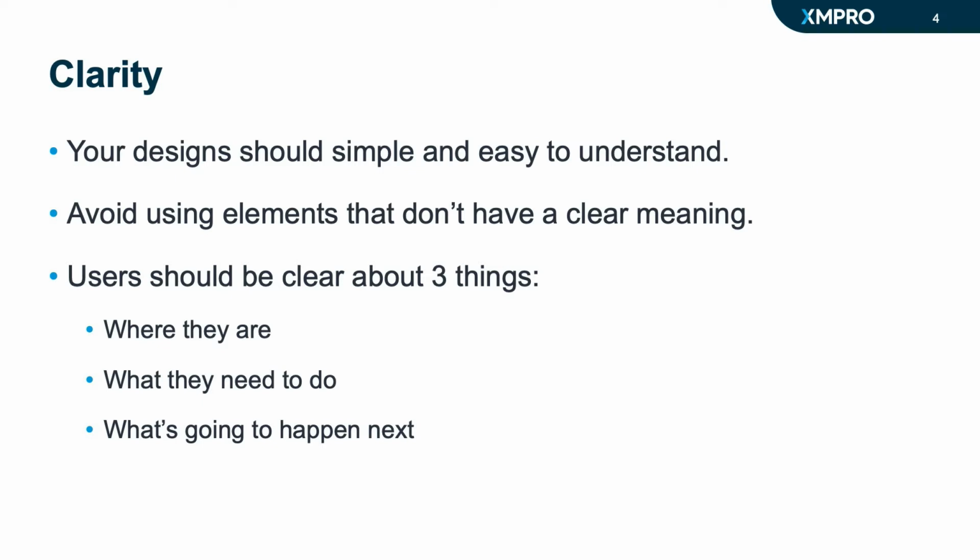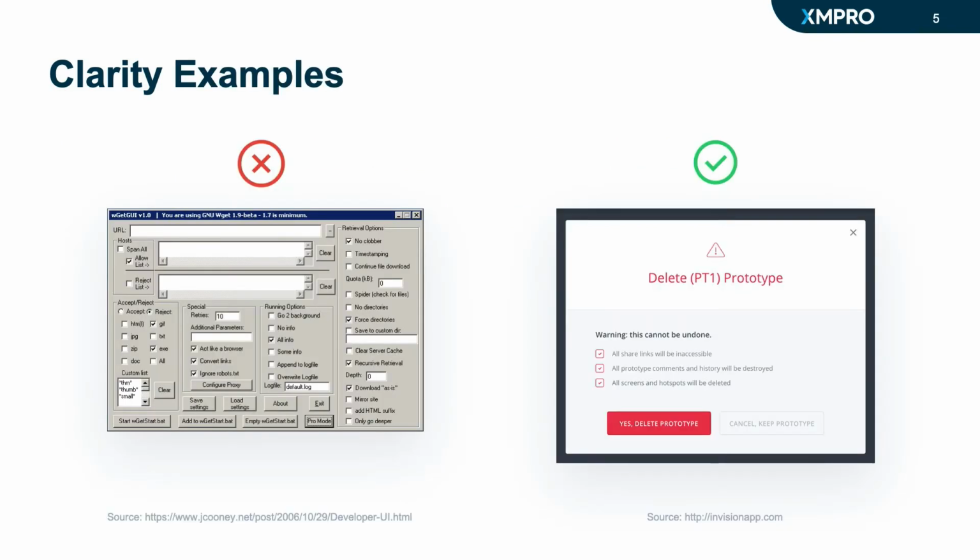Firstly, they should know where they are. Then they should know what they need to do. And finally, they should know what's going to happen next, like when they click on a button or drill down into something. They should know what to expect. And that is how you bring clarity into your user interface design. Now let's look at some examples.